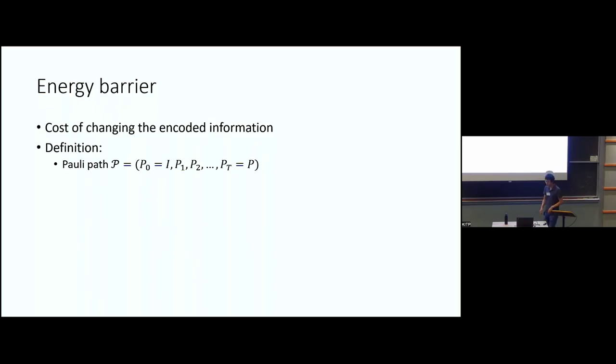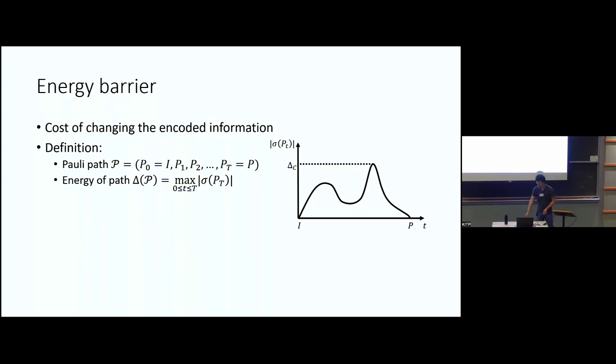And the way that we define it is that we can say that we have a Pauli path, which is just a sequence of Pauli operators that differ at one location between consecutive Paulis. And then we can say that the energy of this Pauli path is going to be the maximum energy, or the maximum syndrome weight, of any Pauli in that path. And so then the energy barrier of a given Pauli operator is going to be the minimum of this energy over all possible different Pauli paths that end on this operator.